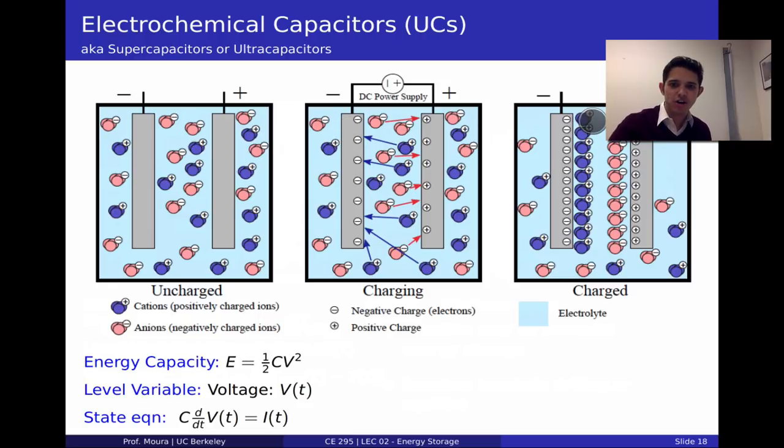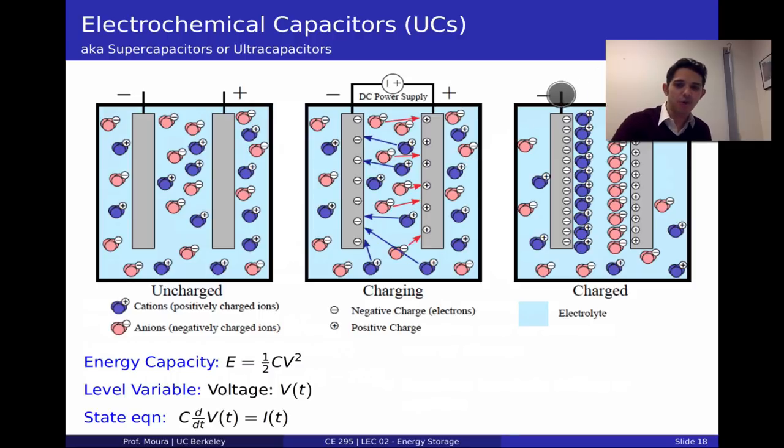And then when it's charged, you get the picture all the way on the right, where all the positively charged ions, or cations, are attracted to the negative electrode, and all the negatively charged ions in pink, or the anions, are attracted to the positive electrode. And then when you let go of the DC power supply here, basically it sticks. There's no way for this to discharge.